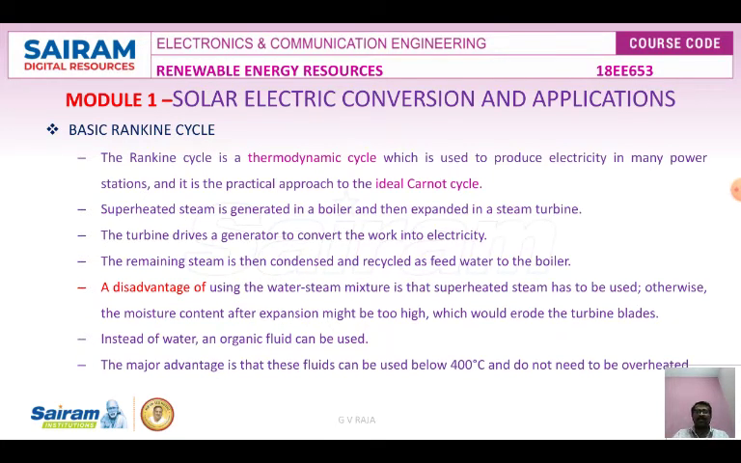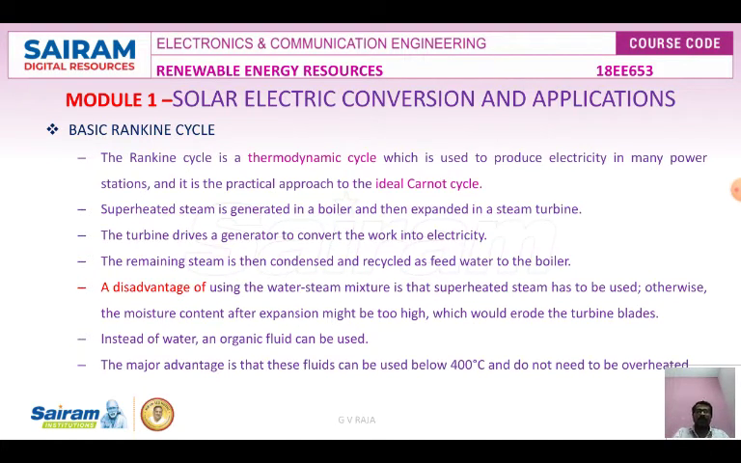Sometimes the Carnot cycle can also be used. Superheated steam is generated in the boiler, then expanded in the steam turbine. The turbine drives the generator to convert the work into electricity. When the high pressure steam rotates the turbine, it becomes low pressure steam. The remaining steam is again condensed and recycled as feed water to the boiler.